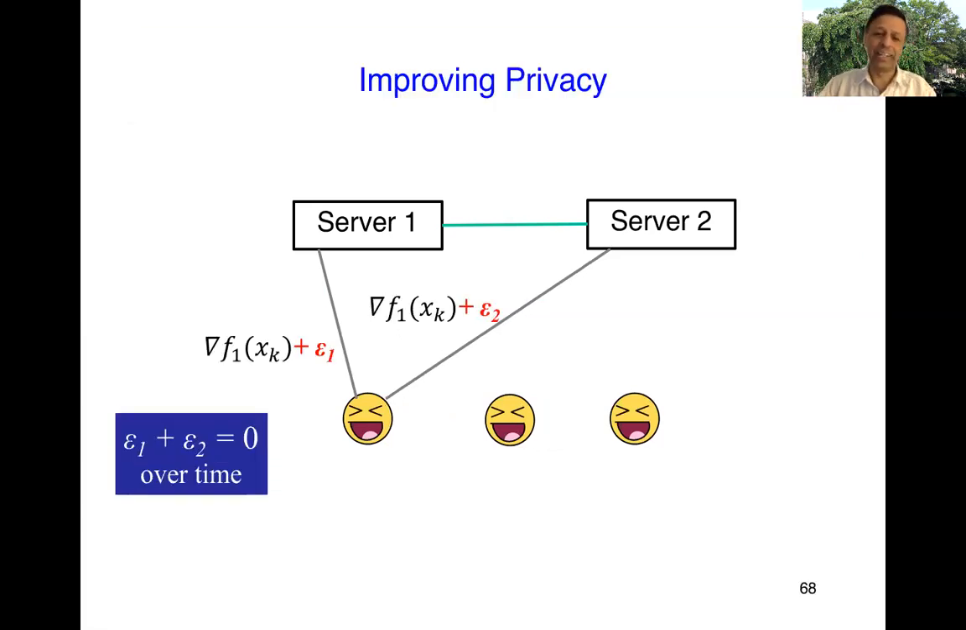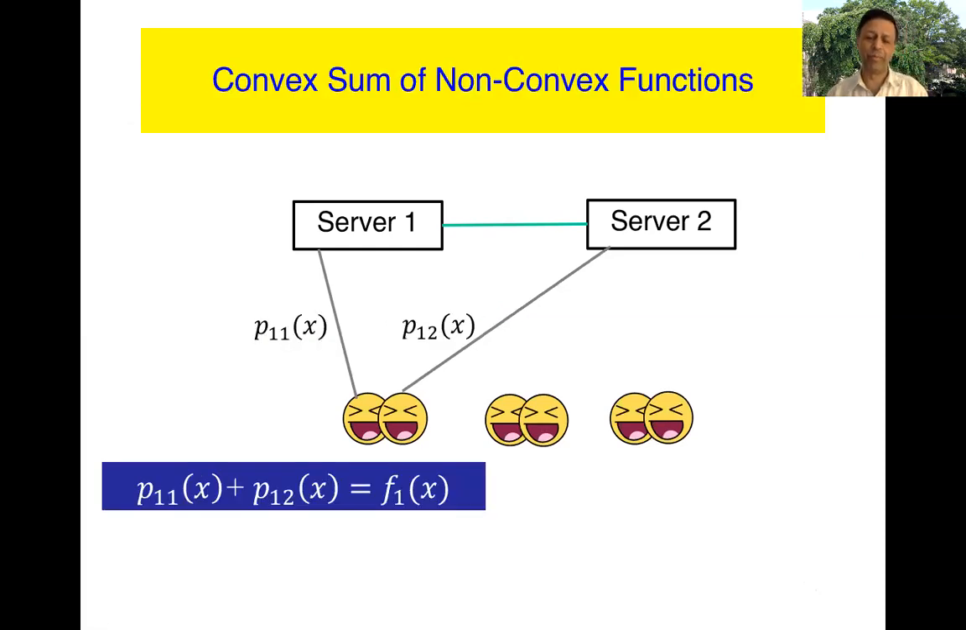So in this picture, I said that I'm uploading gradients and I'm adding noise to that. That's one view of the problem. The other more intuitive view of what's happening is the following. Imagine that the agent has a cost function. Let's call it f1 of x.